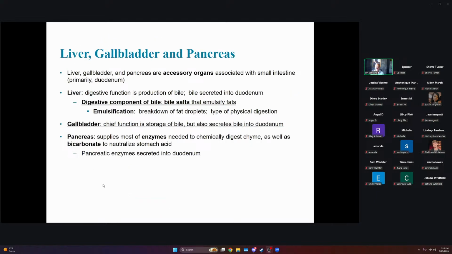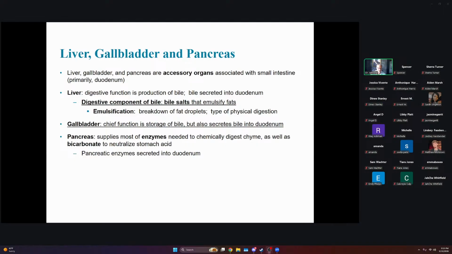All right, so back to some additional accessory digestive organs. Remember, on Tuesday, we talked about the teeth, the tongue, and the salivary glands being accessory digestive organs working toward physical digestion and chemical digestion in the oral cavity. The liver, the gallbladder, and the pancreas are all accessory organs of the digestive system, and they contribute for the most part to chemical digestion, but to some degree to physical digestion as well. And we'll see why in a minute.